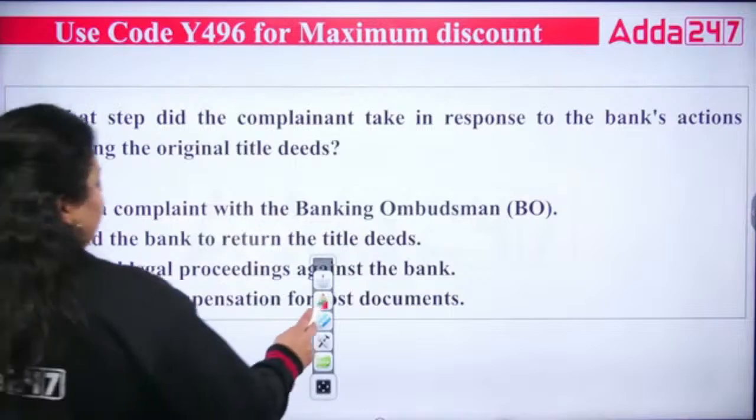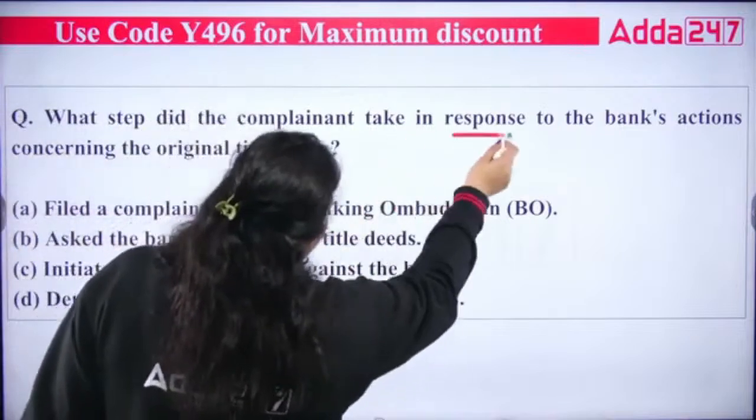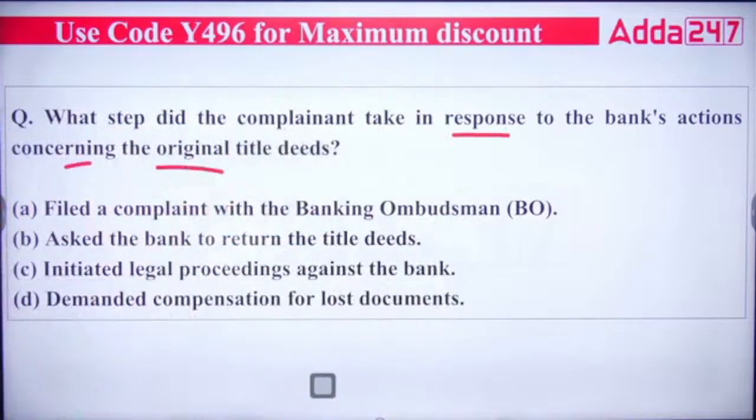Now, what step did the complainant take in response to the bank's action concerning the original title deeds? So what step has to be taken by the person who has complained about it? First, filed a complaint with the banking ombudsman. Second, asked the bank to return the title deed. Third, initiated legal proceedings against the bank. Fourth, demanded compensation for the lost document.